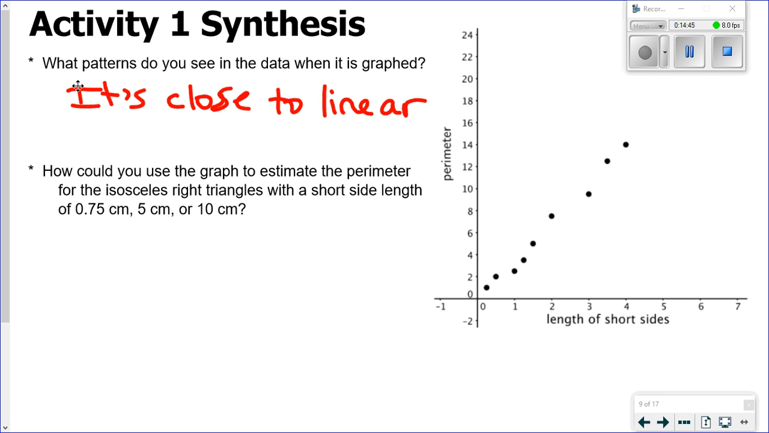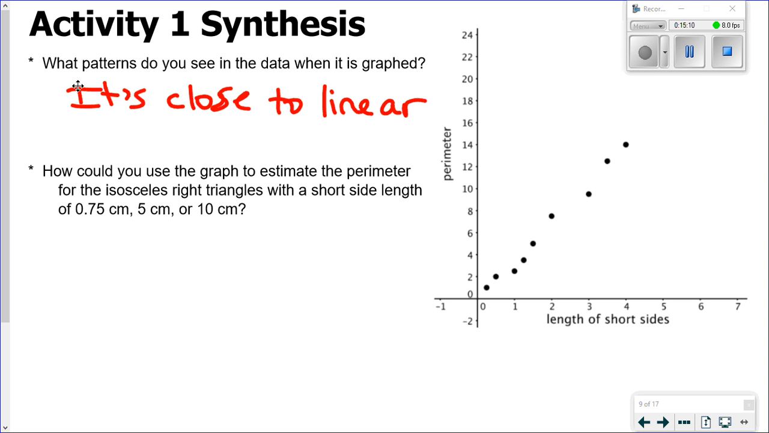How could you use the graph to estimate the perimeter for the isosceles right triangles with short sides of 0.75 centimeters, 5 centimeters, or 10 centimeters? At this time, go ahead and pause the video and see if you can answer these 3 questions. Write your numbers, your corresponding perimeters down, and you can either do this where there's some space in your workbook or write on your desk with a dry erase marker and check them with me.